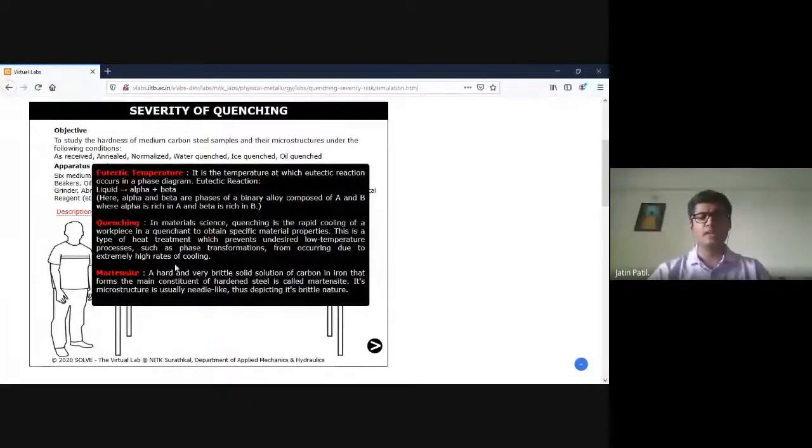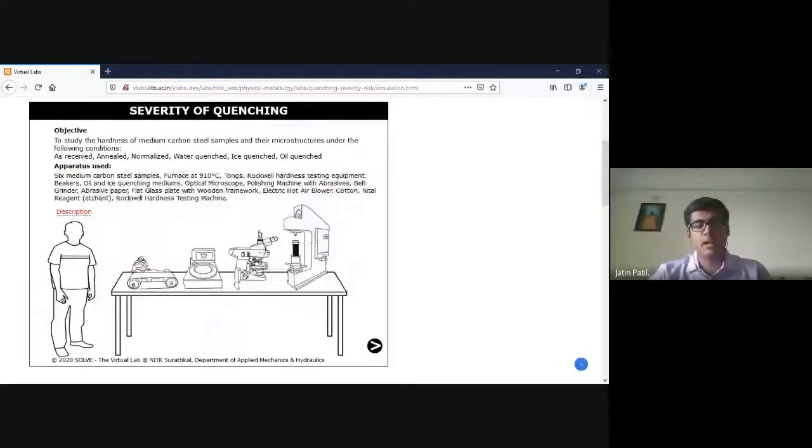The eutectic temperature is the temperature at which a liquid of any material is converted into two solid phases, namely alpha and beta. Here they are the phases of a binary alloy. Quenching, as I've explained earlier in material science, is rapid cooling of a workpiece in a quenchant to obtain specific material properties. And martensite, which is the most important term here, is a hard and brittle phase. It's a solid solution of carbon and iron, and it's the main constituent of any hardened steel. The microstructure is usually needle-like, and it depicts its brittle nature.